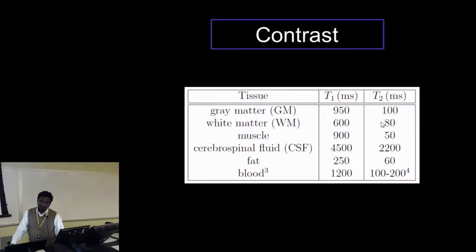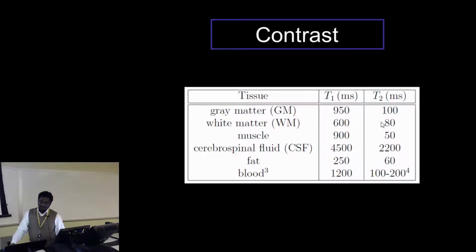So the different tissues have different T1 and T2 relaxation properties, and that's basically the basis of how you can generate contrast between these tissues. As you can see, these are given in milliseconds, at 1.5 T. Gray matter is about 1000. White matter is about 600. Muscle is closer to the gray matter. CSF has the largest, which is more or less equal to water, at 4500 milliseconds, which is 4.5 seconds. And then fat has a very short T1 compared to all these other tissues. And then blood is slightly higher than your gray matter.